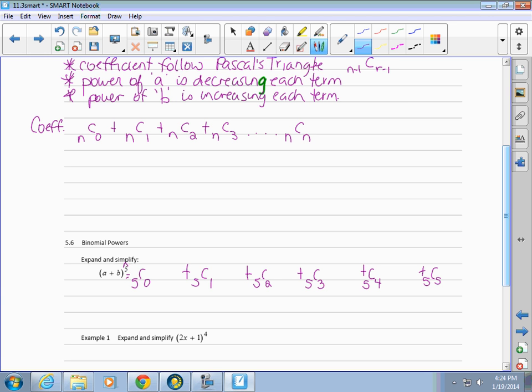Then following the pattern for my A values, A has to decrease with each term. So I start with the highest power that I can have, and because n is a 5, this is A to the 5, then A to the 4, A cubed, A squared, A to the power of 1, A to the power of 0.